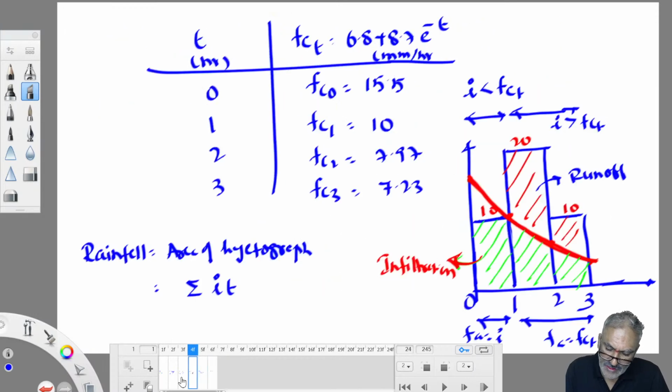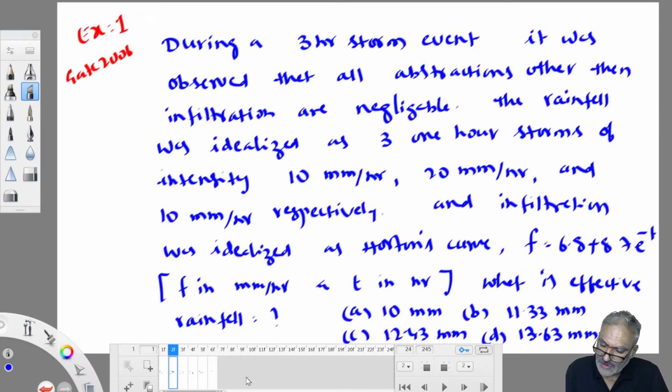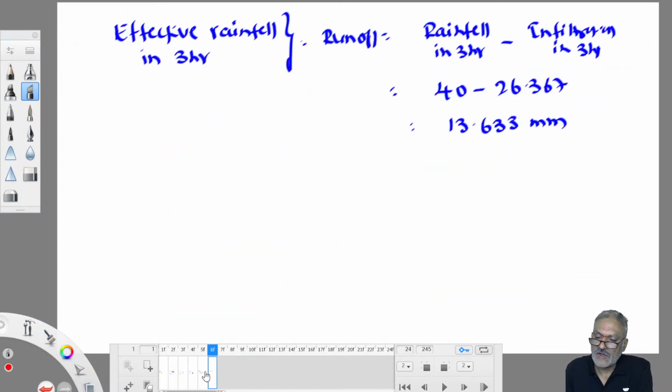What options are given in the question? 13.63 is there. So you can go with this option. This is the right answer. So if you work it out blindly, you will go wrong. You should be careful.